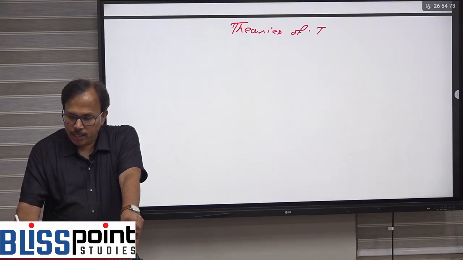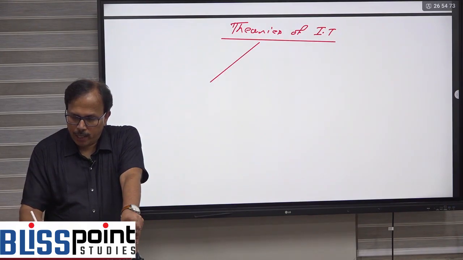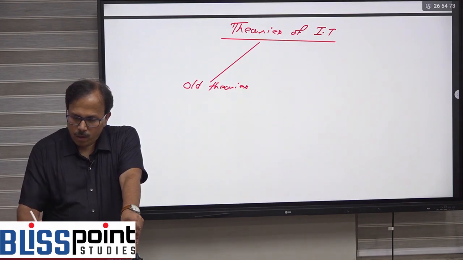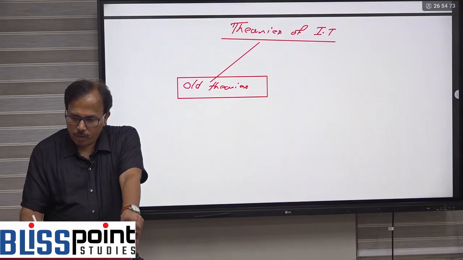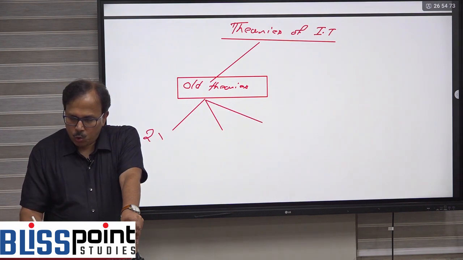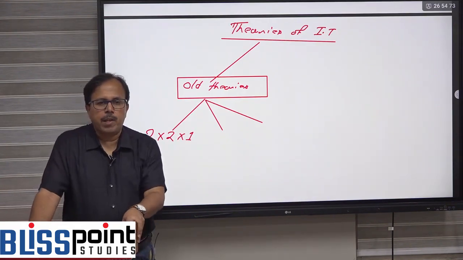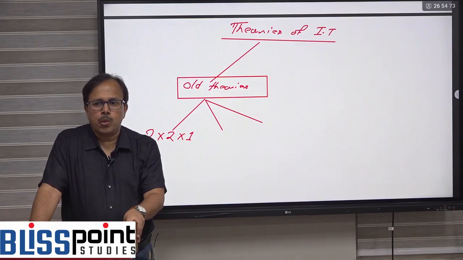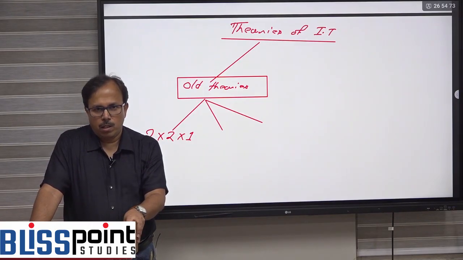Theories of international trade. Just make a list of topic to be included in the old. Old theory is first. Within that you can now create different models. Initially I will start with a 2 by 2 by 1 model. 2 by 2 by 1 means a trade between two countries producing two products by using one factor of production.